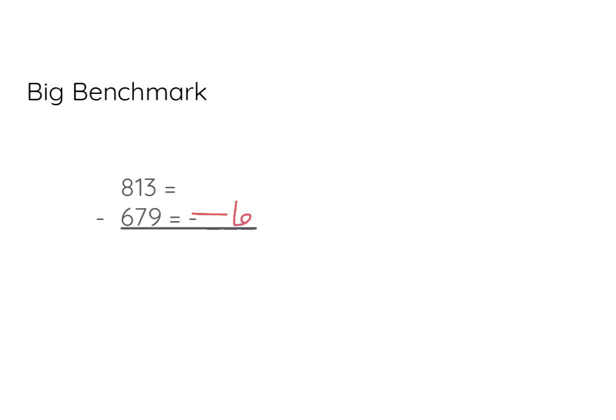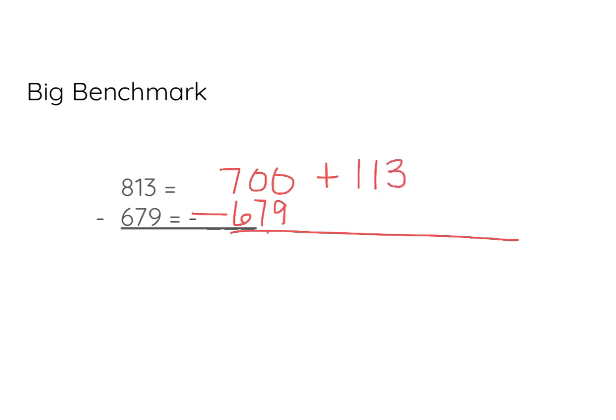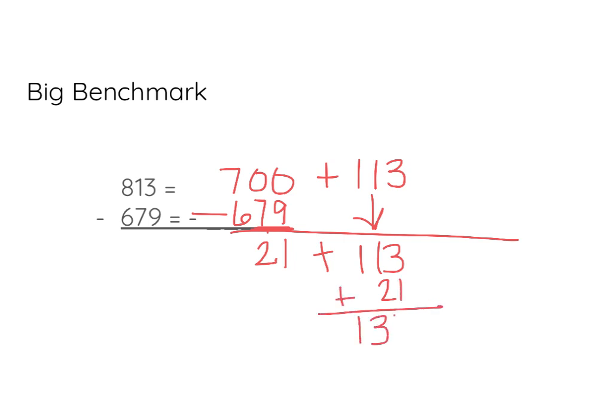All right, let's do it with a big benchmark time. So I might put my minus 679. 679's next 100 equals 700. Rename it by giving it its other part and bring it down. All right, you need the partner to 100, so that's 21. Write it underneath there and get 134.